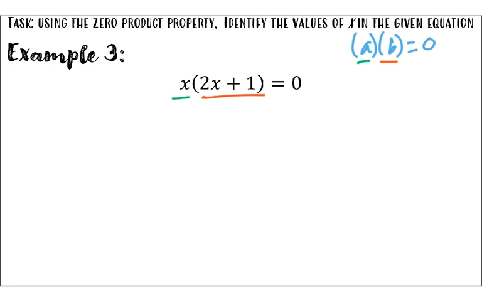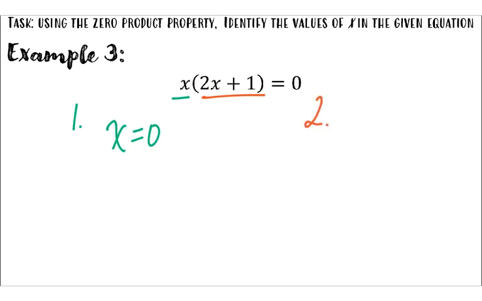All right, so let's set both of these equal to 0. So I have x equals 0 as my first equation that I'm going to solve. And then my second equation that I'm going to solve is going to be 2x plus 1 equals 0. All right. Luckily for us, these are my favorite. x equals 0 is already solved. That's nothing to do there, and it is one of your solutions.